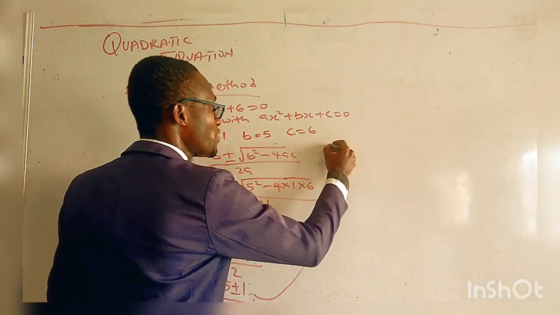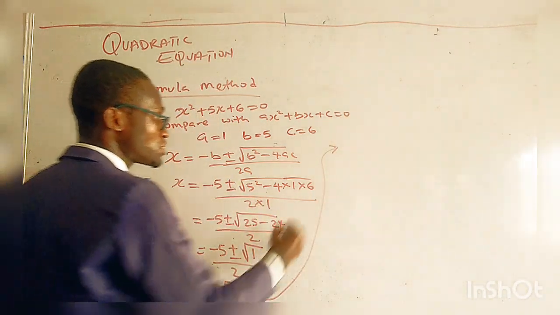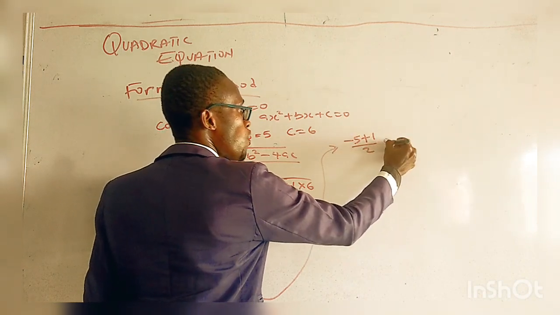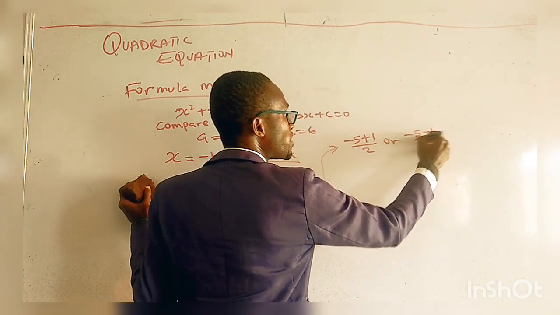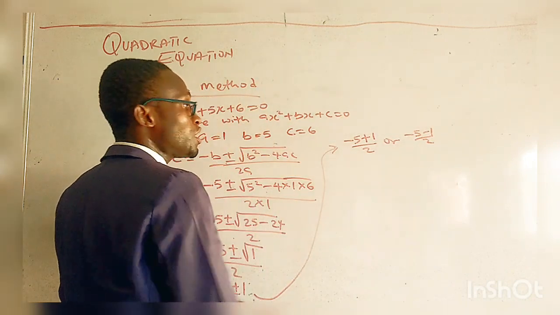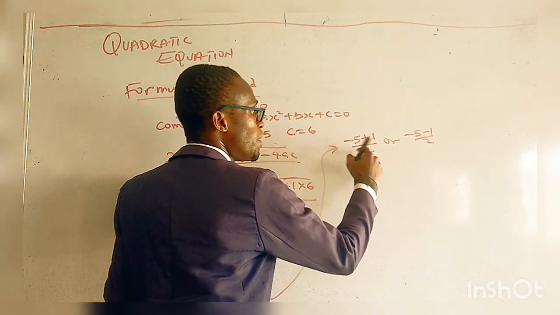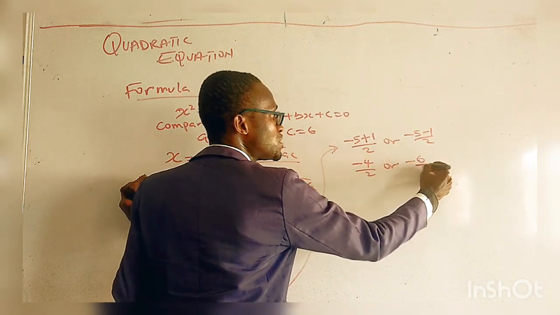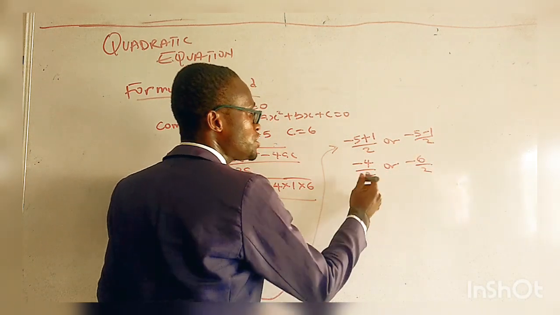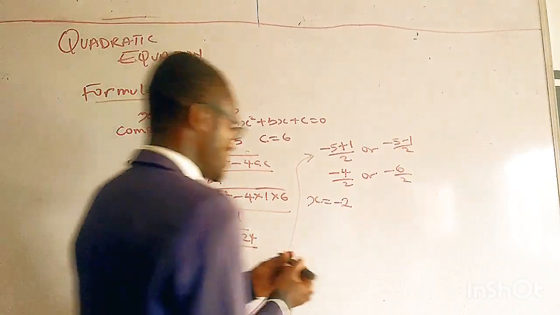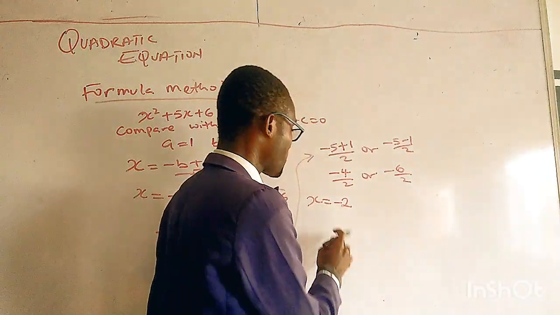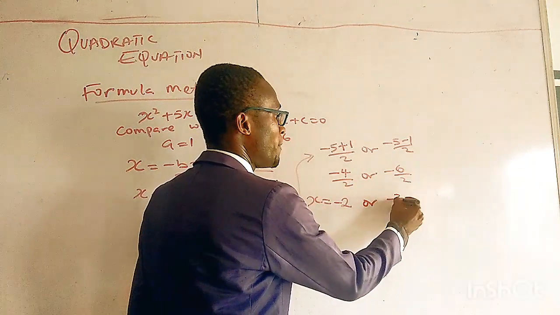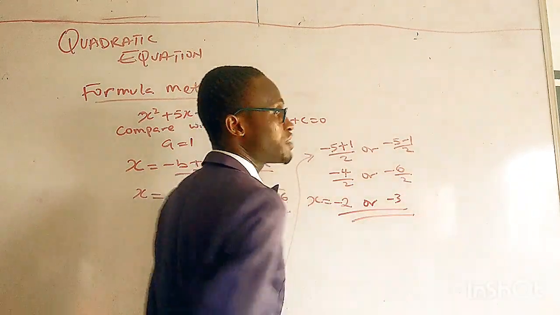Now going to do this way, we have minus 5 plus 1 all over 2, or minus 5 minus 1 all over 2. This gives us minus 4 all over 2, or minus 6 all over 2. So, as we are saying, x is equal to minus 2 or minus 3. So, this is the answer for that.